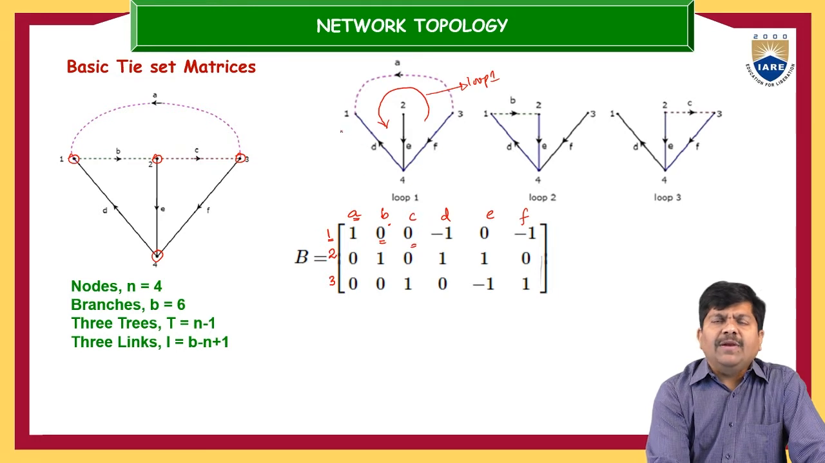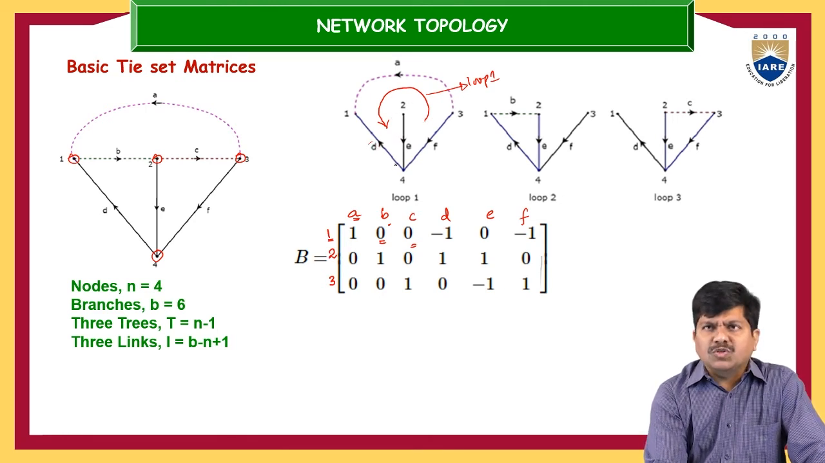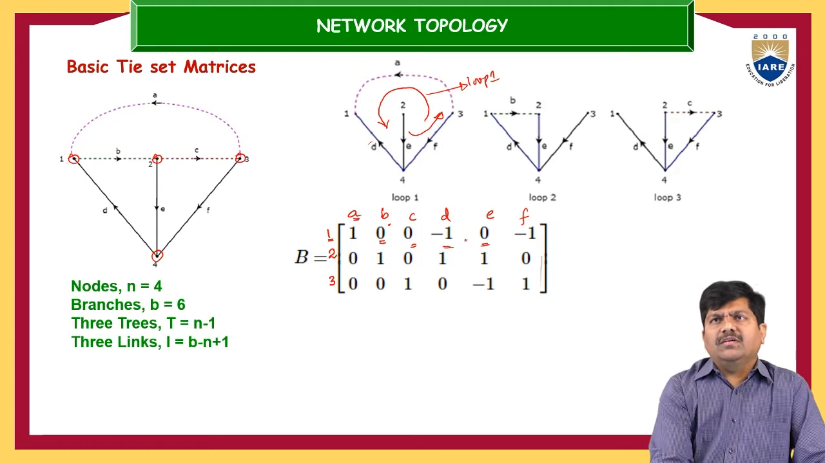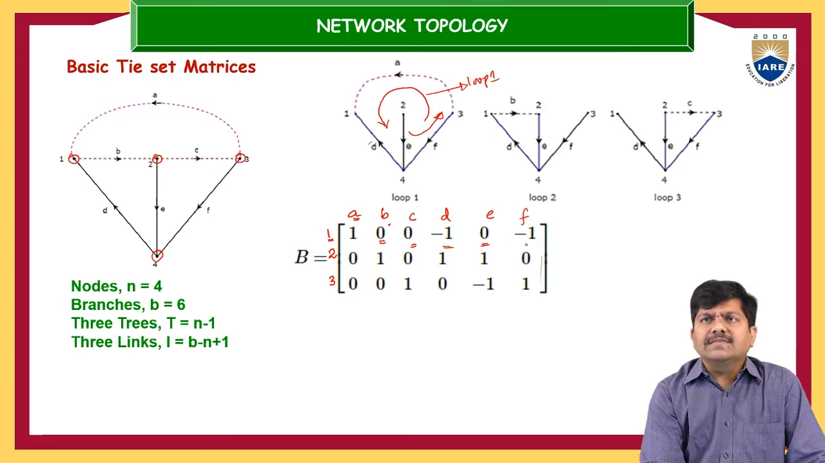The next one is element number D versus loop 1. Loop 1 and element D are associated, but these two are traveling against each other, so we are going to replace that with -1. Next one is element number E and loop 1. There is no direct relation, so straight away you can write 0. And the next one is element number F and loop 1. Whatever the direction of this loop 1, it is like this, and here also these two are traveling in the opposite direction. So you can write -1.